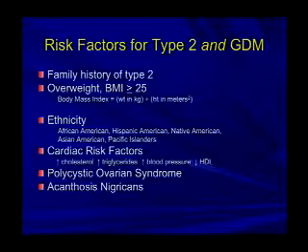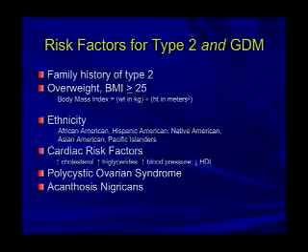If you have a family history, that's a very strong risk factor. If you're overweight, that's a reason to be screened. If you're a certain ethnic group, the risk of having type 2 diabetes goes up. That's African American, Hispanic American, Native American, Asian American and Pacific Islanders, whereas type 1 is more Northern European. That's the risk factor, the genetics there.